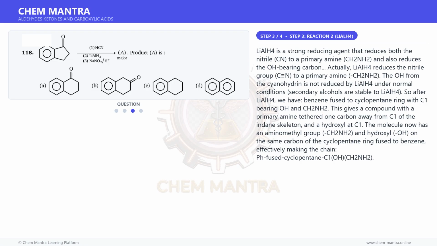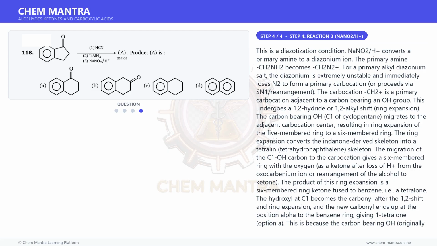This gives a compound with a primary amine tethered one carbon away from C1 of the indene skeleton and a hydroxyl at C1. The molecule now has an aminomethyl group, CH2NH2, and a hydroxyl, OH, on the same carbon of the cyclopentane ring fused to benzene. And for the final step.